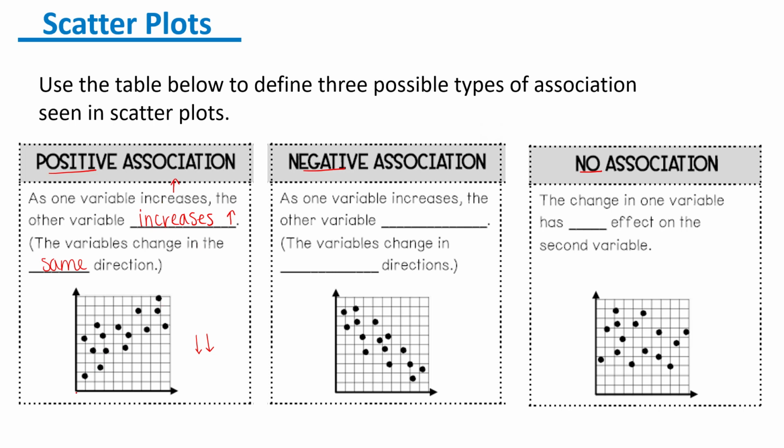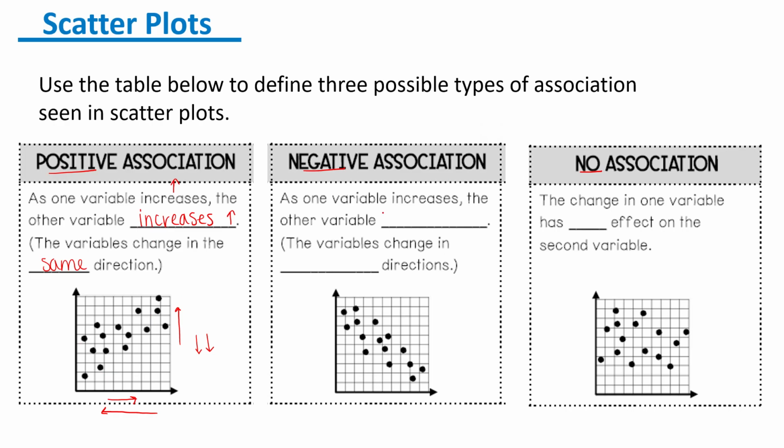So think about it this way. If I go from left to right, I'm increasing in my X values. And as I go from left to right, my points are going up, which is on the y-axis, increasing in y values. So as we increase our x, we increase our y. The same thing is true, though, if I go to the left. As I go to the left, my points are going down. So as I'm decreasing in my x, I'm also decreasing in my y. Okay, so this would be a positive association.